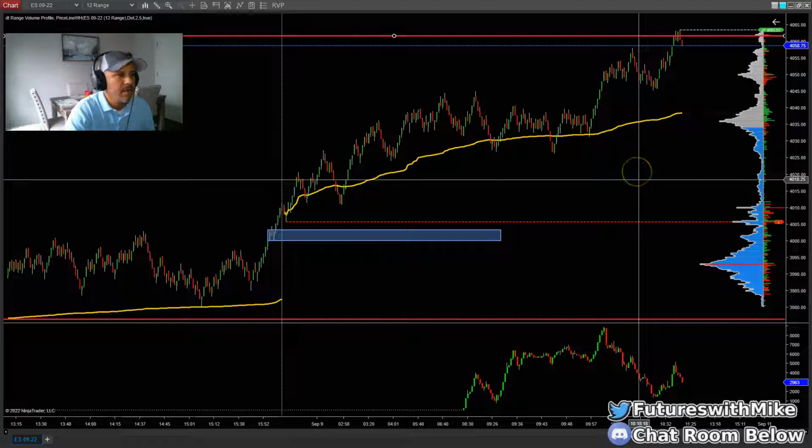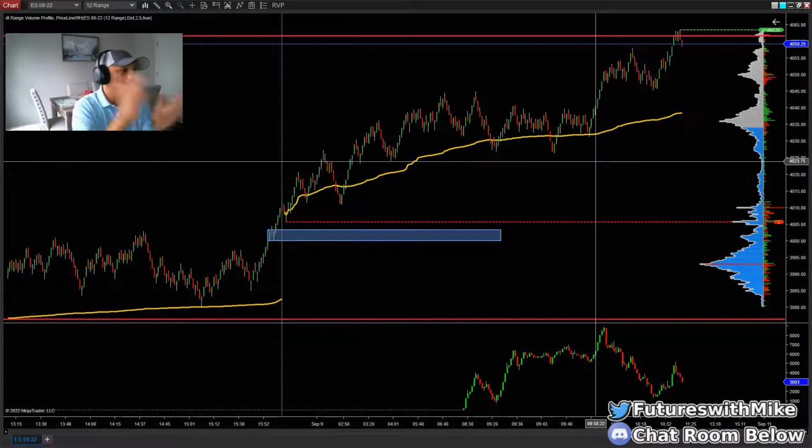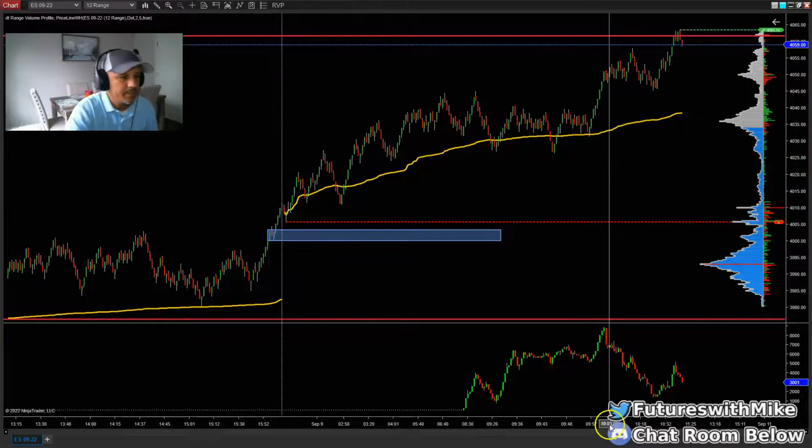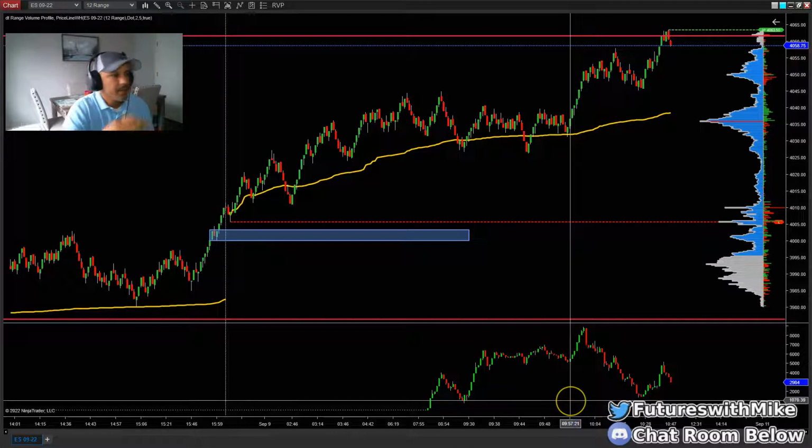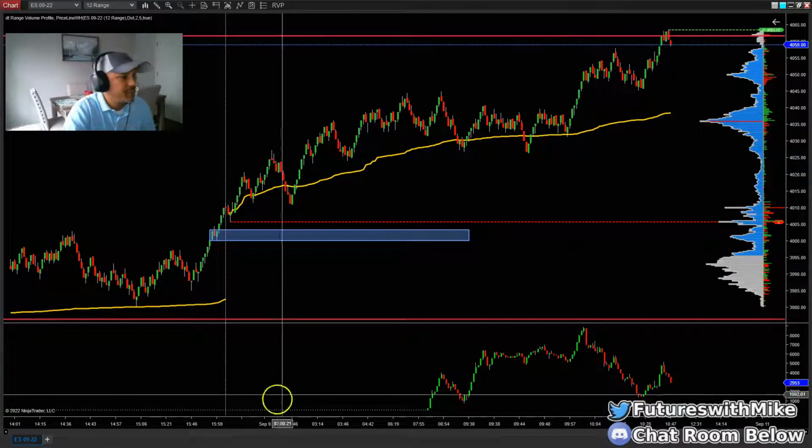Okay, so I just don't jump right into it because we are looking at a higher time frame chart and marking our supply zone. So we just wait it out. You have to be patient.